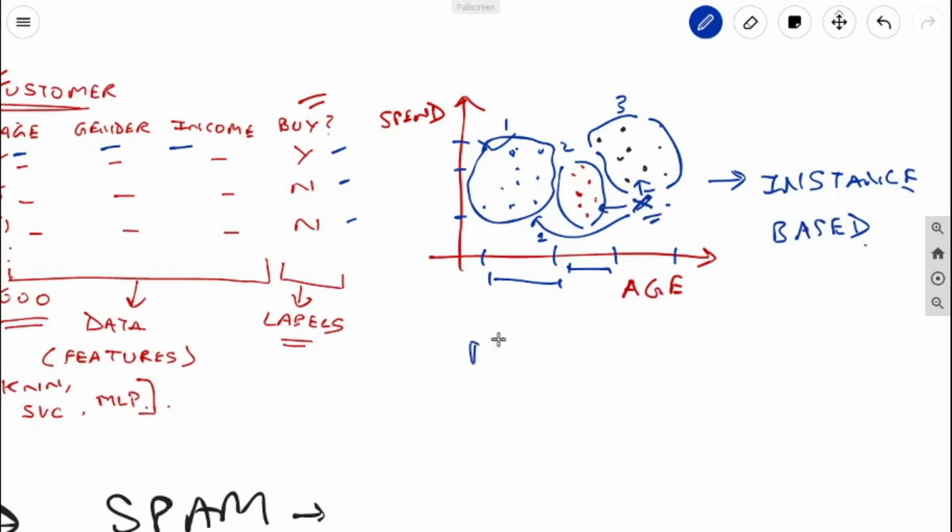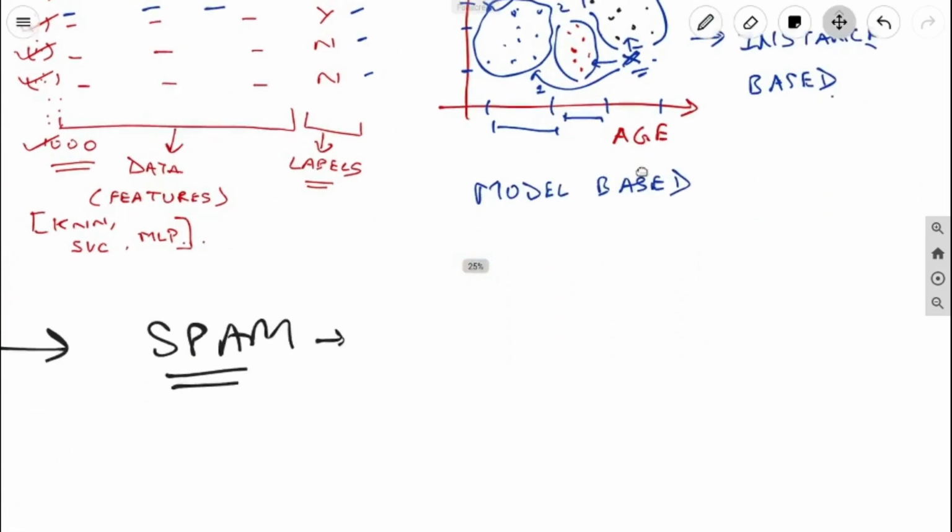If, on the contrary, we have something called model-based, that would be something like this. Let me give an example of model-based, a very simple example.